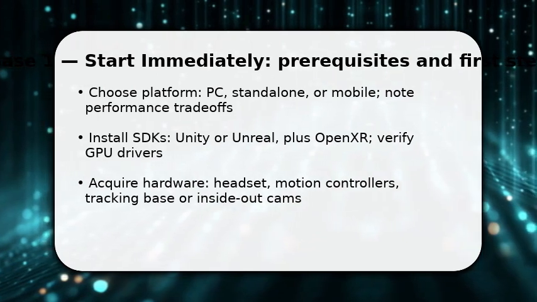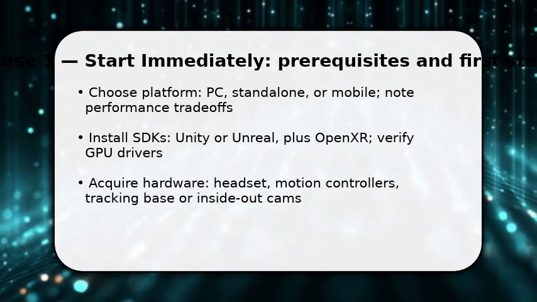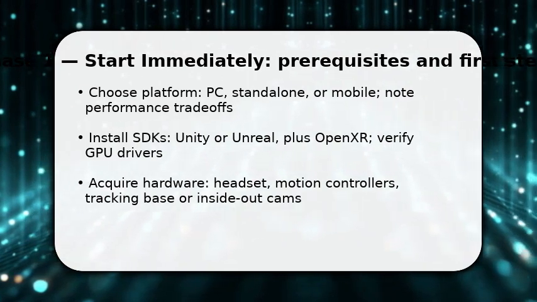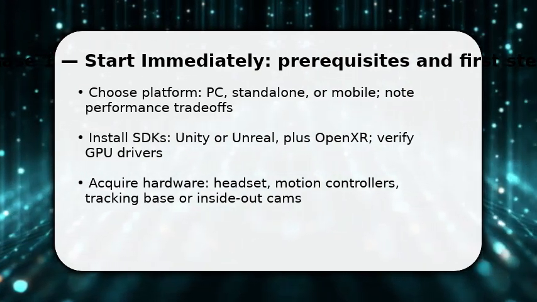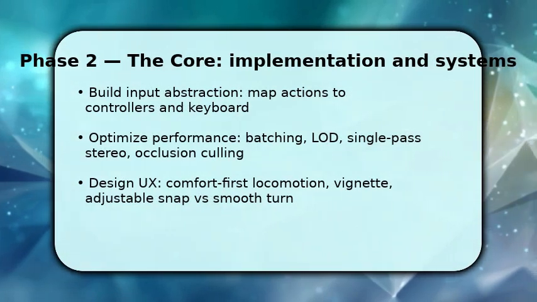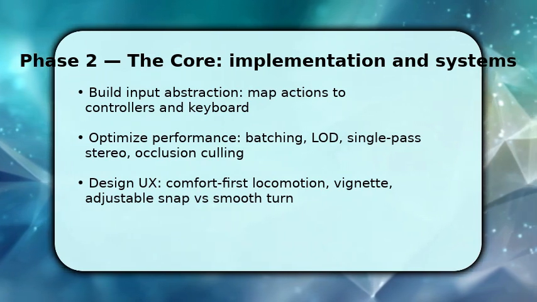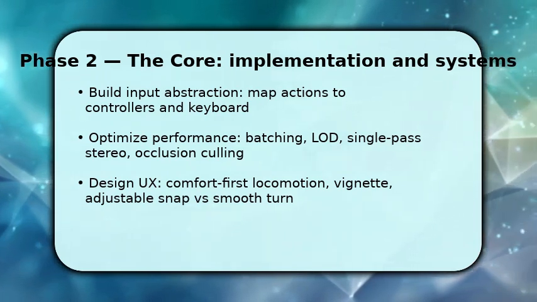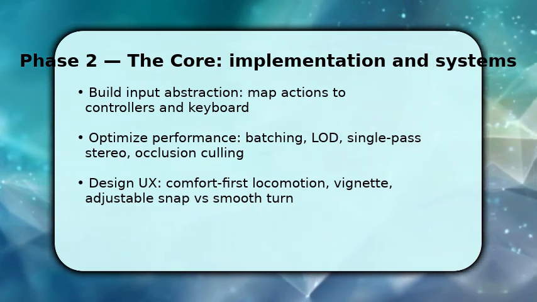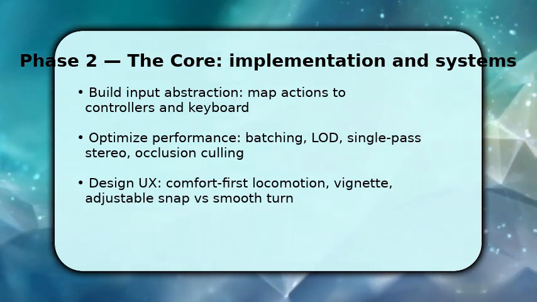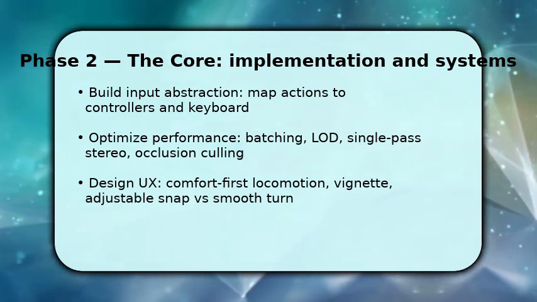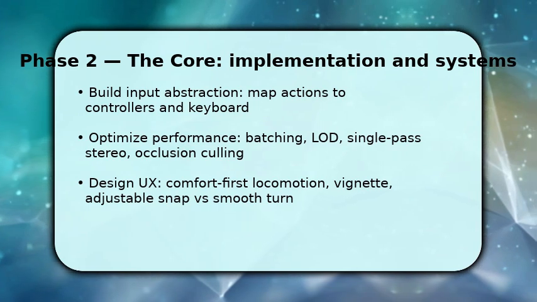Make sure to enable developer mode on the headset and set accurate IPD and refresh rate options. This prevents later calibration issues. You now implement core systems while thinking in frames per second. Optimize early. Create an input abstraction layer so gameplay works across devices, and implement single-pass stereo rendering when available to cut GPU cost. Once interactive, add comfort options, vignette, teleport, adjustable snap versus smooth turning, because user tolerance varies.